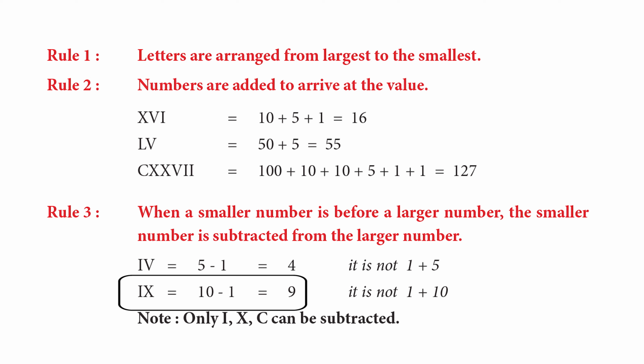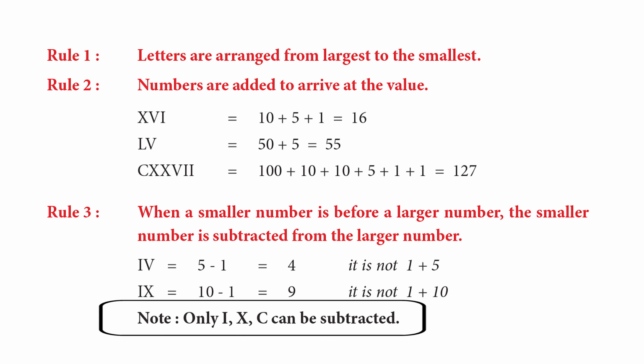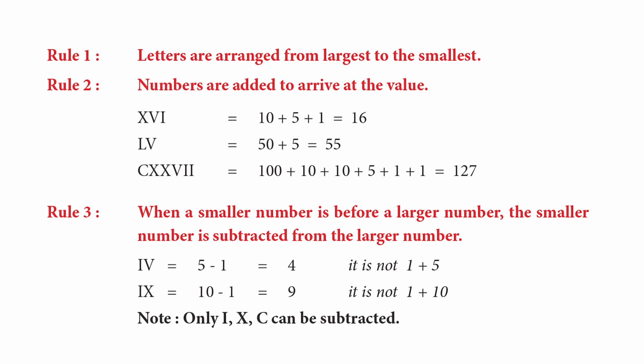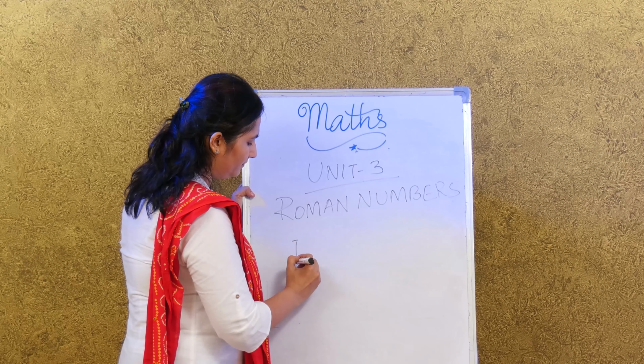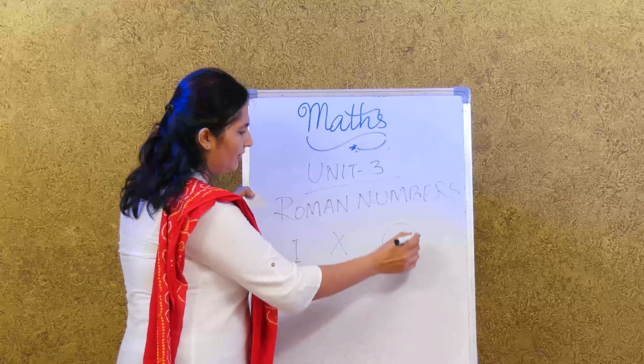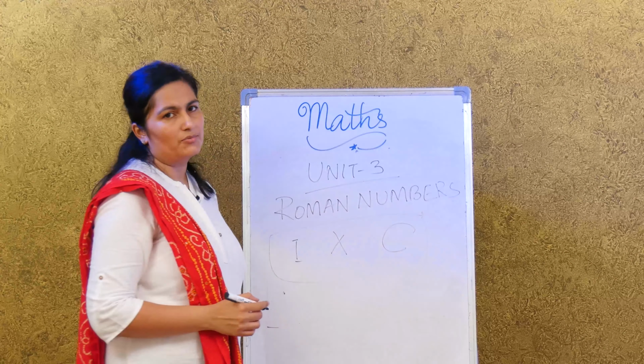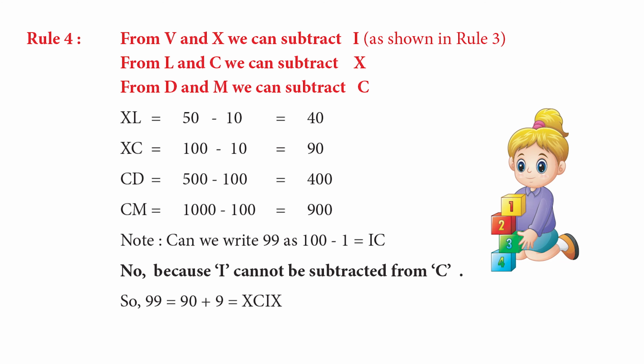So remember this rule, when a smaller number is before a larger number, we always subtract that smaller number from the larger number. Look at the note below, only 1, 10 and 100 can be subtracted. Remember the symbols for 1, 10 and 100. Only these can be subtracted. Come back to the textbook again.